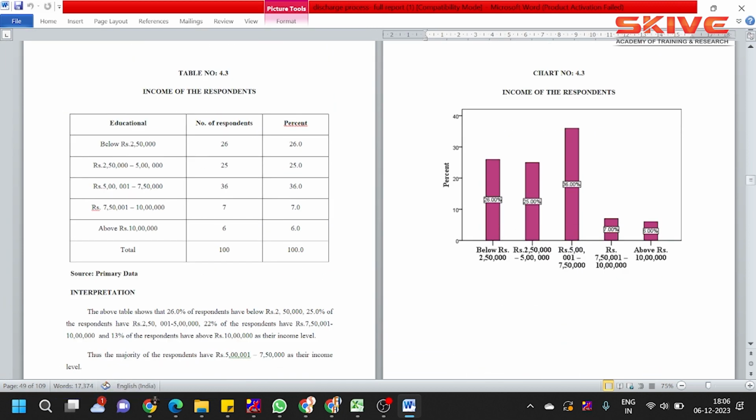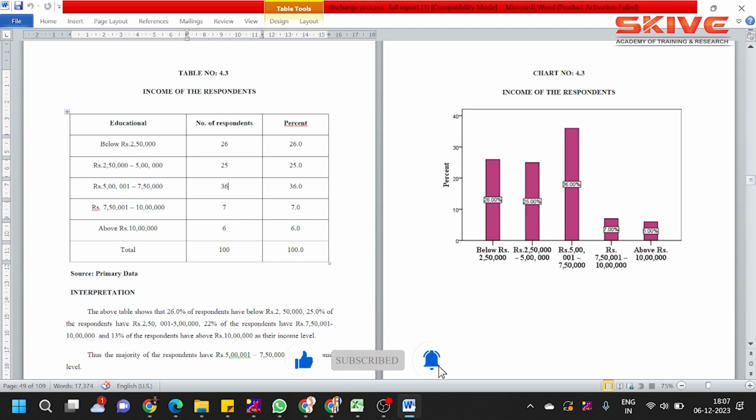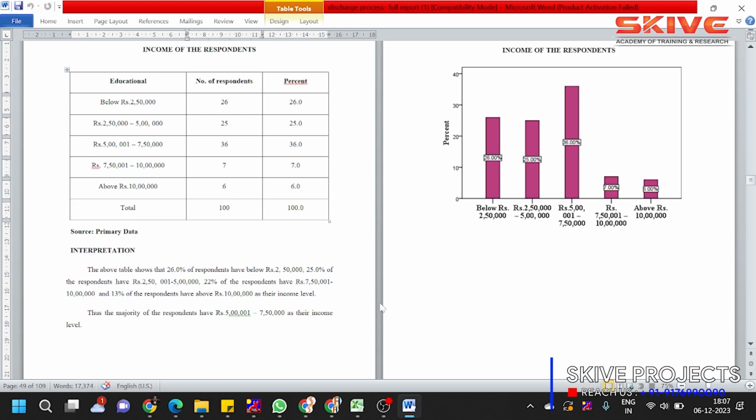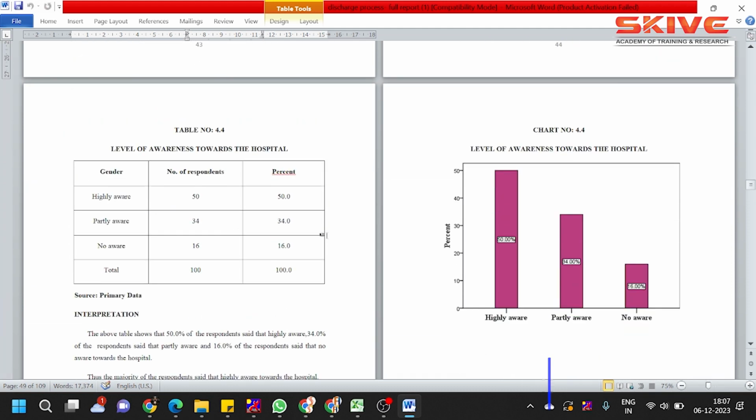And the income of the respondents. You know very well that Apollo is a little bit costlier compared to other hospitals, so we need to know what type of patients prefer Apollo hospitals. Here you can see that middle class and lower middle class people are mostly admitted to Apollo hospital. 36% of the people have an income range of 5 lakh to 7.5 lakh per annum. Based upon that, we made an interpretation and the graph was given.